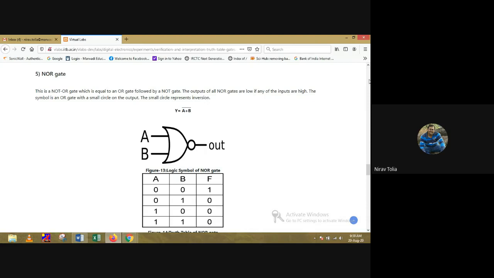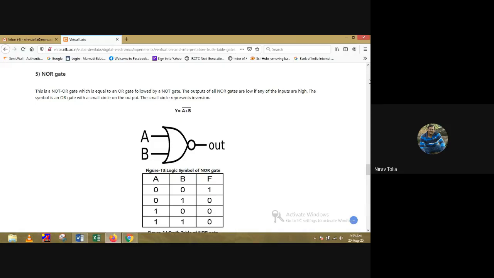For the NOR gate, we have only 0 0 1, otherwise 0 1 0, 1 0 0, 1 1 0. Now what is the condition for the NOR gate? Sorry, for the OR gate, what are the possibilities? If any one input of the OR gate is high, then the output will be high.